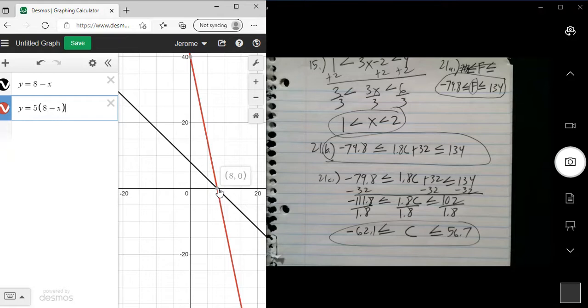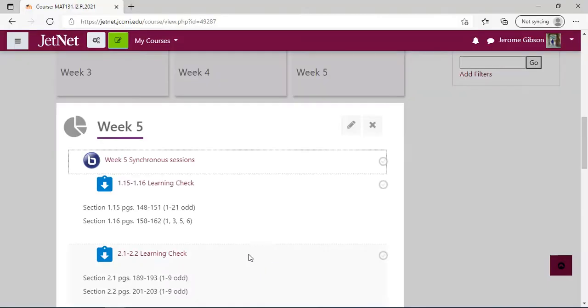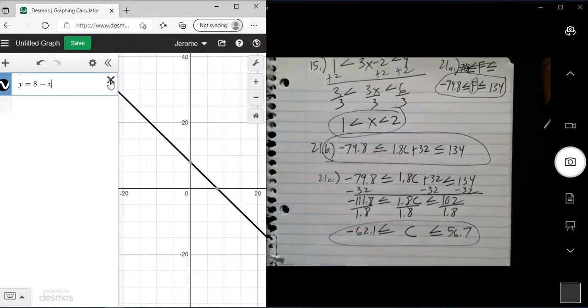Now we're going to go over here to 1.16. Now let me get the actual problems. 1.16 would be page 158 to 162, problems 135 and 6. Let me clear this out.